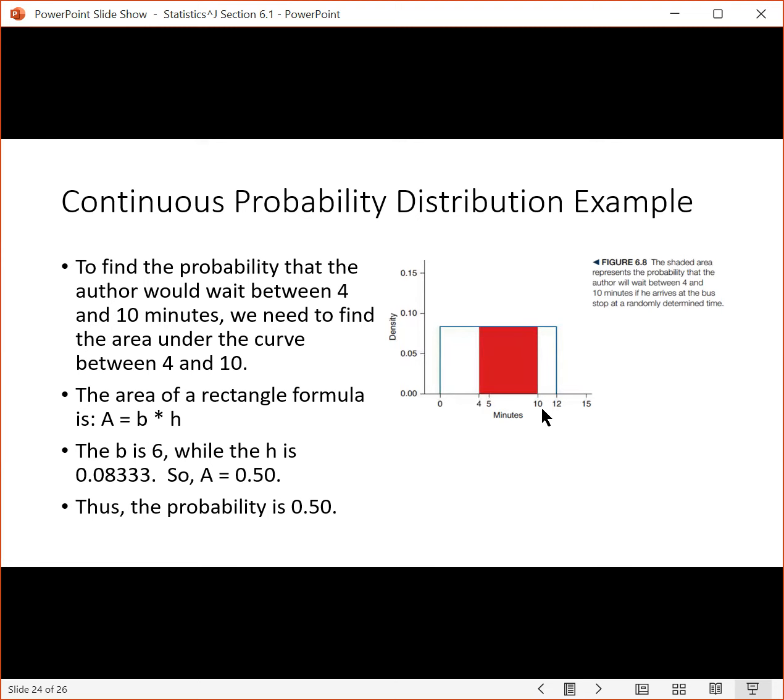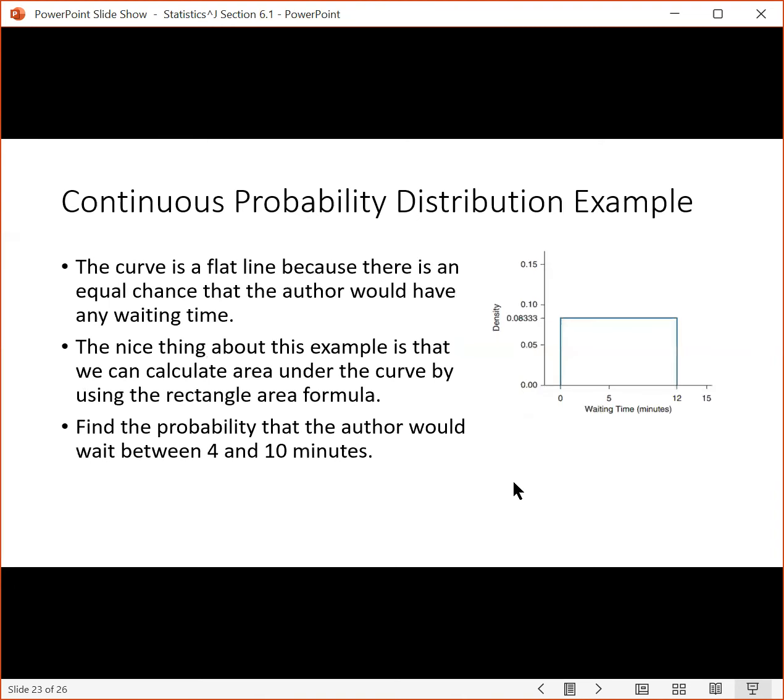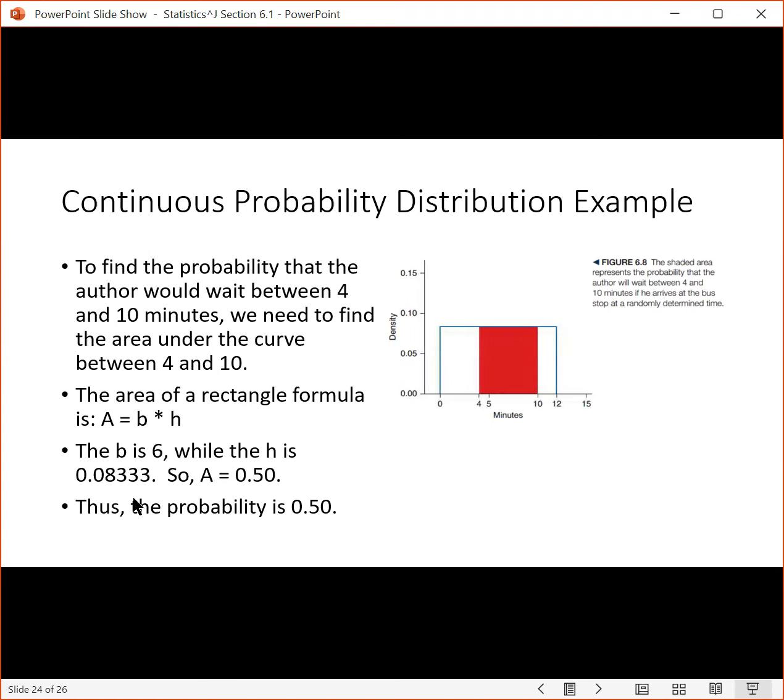You can get that by subtraction. 10 minus 4 is 6. And then the height is going to be the distance from this line here that's at 0 up to the top of our shape here. That's not labeled here, but it's labeled on the previous slide. So if you go back to the previous slide, it is 0.08333. Okay, so just filling that in.